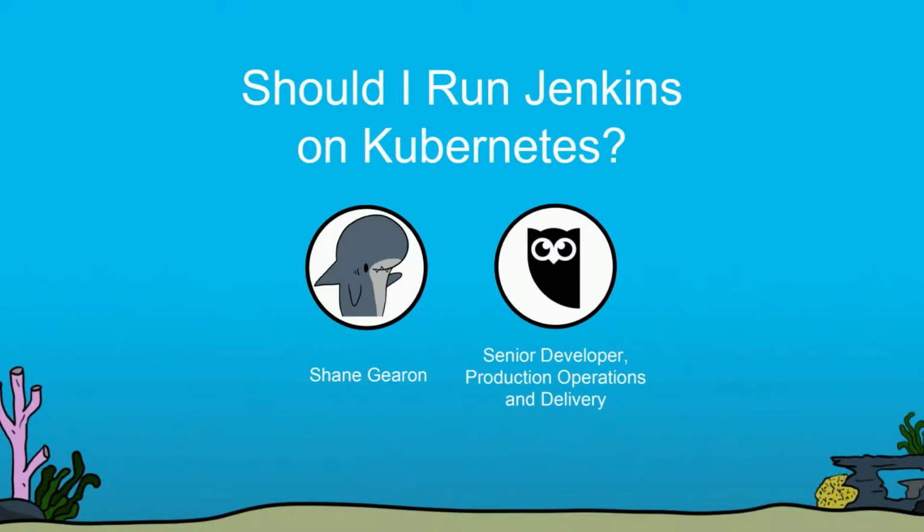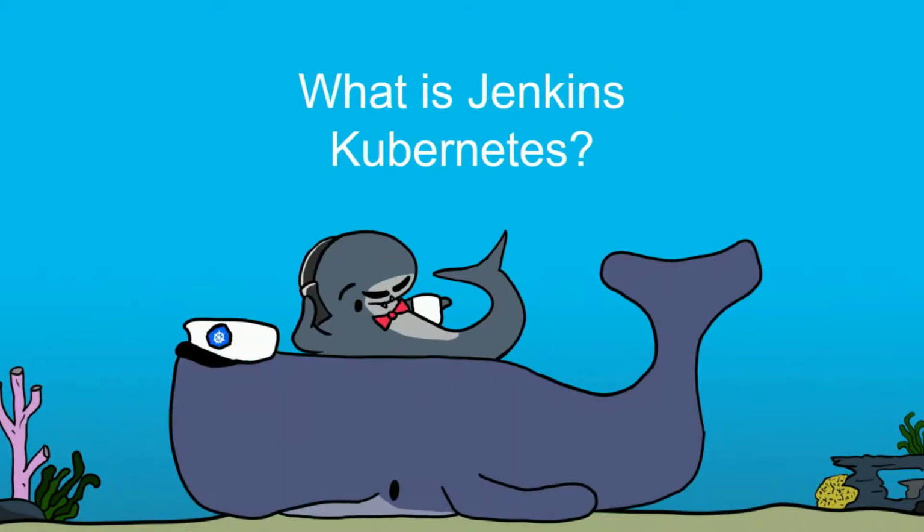I'm going to talk to you about our implementation of moving Jenkins onto Kubernetes and how we went through that process. So what is Jenkins Kubernetes? Jenkins Kubernetes is basically a plugin that was created back in 2014 that allows you to have Jenkins spin up agents dynamically in a Docker Kubernetes environment.